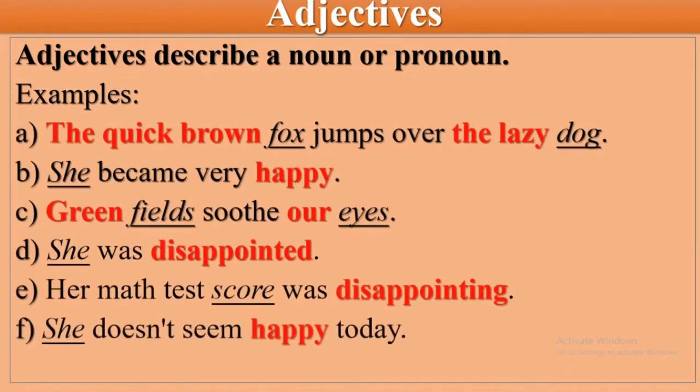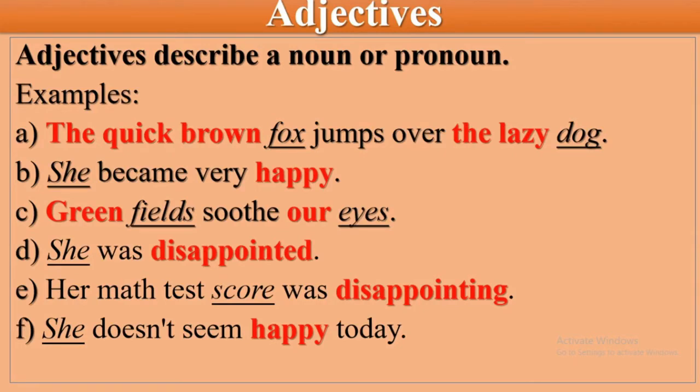Here are more examples. The quick brown fox jumps over the lazy dog. This is a very nice example because in this sentence there are all the 26 letters of the English alphabet, and this type of sentence is called a pangram. In the sentence, the quick brown fox jumps over the lazy dog, the red words are adjectives. The quick brown fox, these 3 words at the same time have described the noun fox.